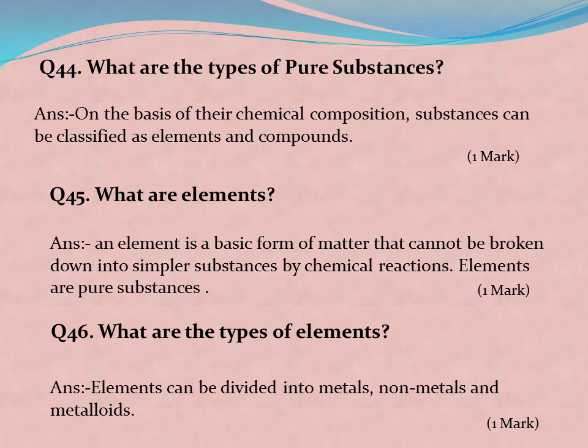Question number 44. What are the types of pure substances? Answer: on the basis of their chemical composition, substances can be classified as elements and compounds. Question number 45. What are elements? Answer: an element is a basic form of matter that cannot be broken down into simple substances by chemical reactions. Elements are pure substances.